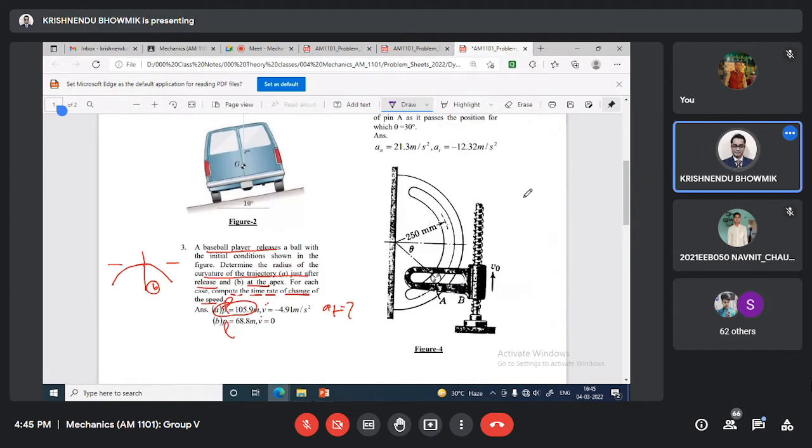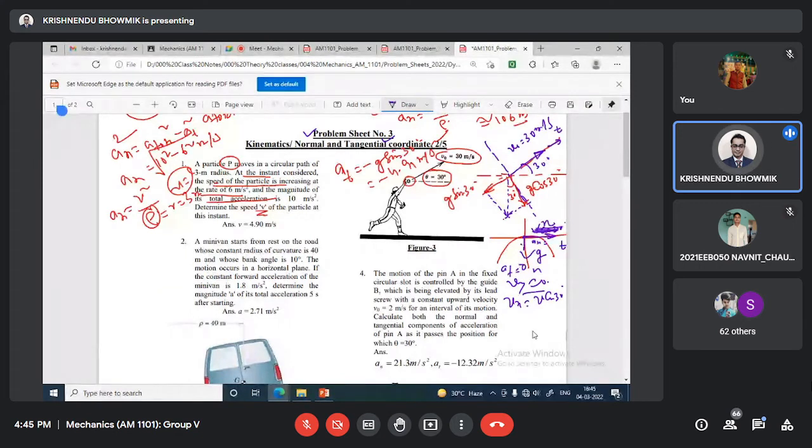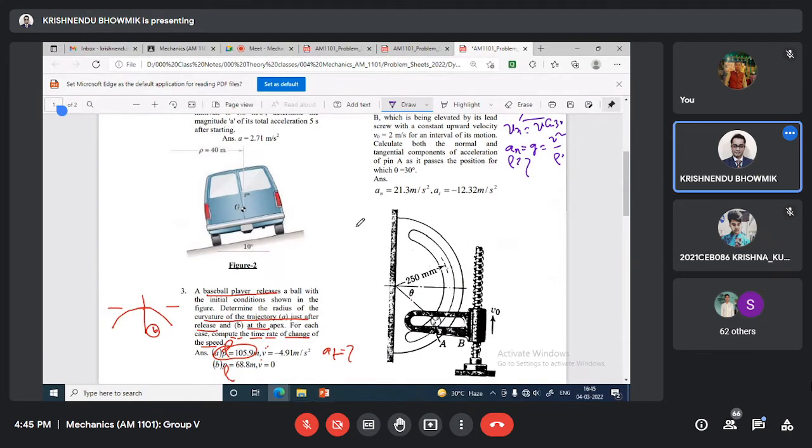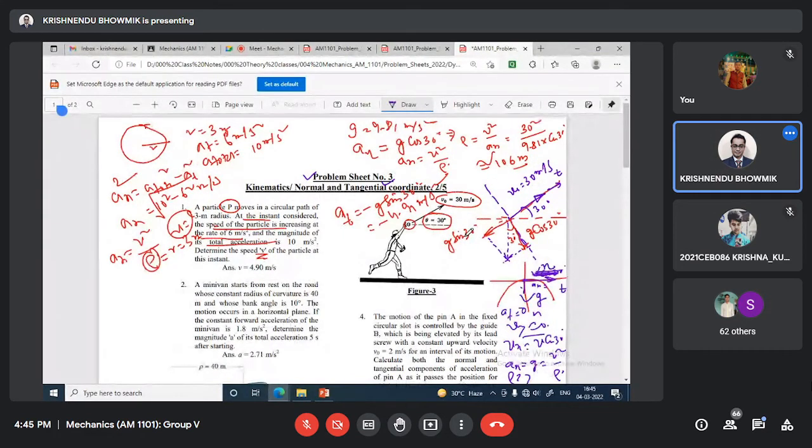Let me check what it has been asked. Radius of curvature. So what is the radius of curvature for this case? V square upon G. Correct. So this AN equal to G equal to V square by rho. You utilize this expression, you will get the rho value. And compute the rate of change of speed, that is AT, that is 0. Is this clear, this problem, or should I repeat? Yes, sir, done.